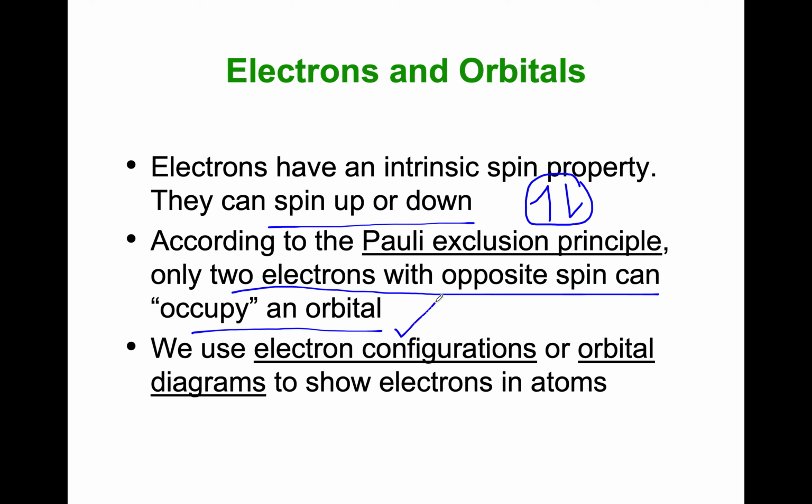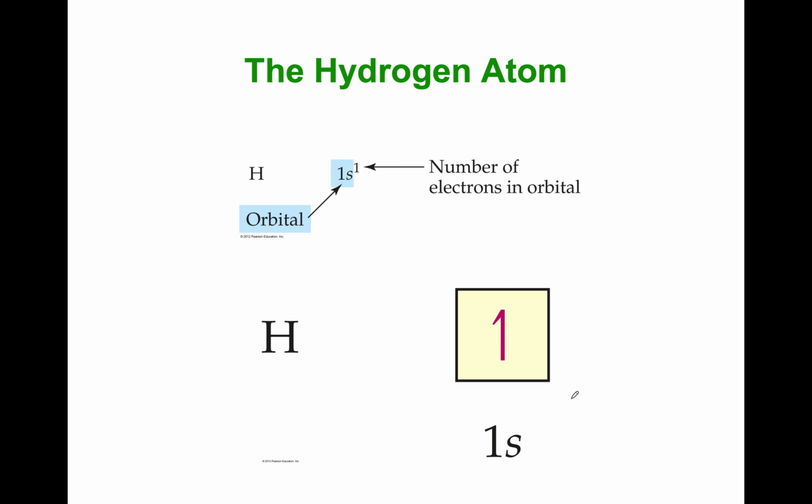So we're going to use electron configuration. It's going to be a very practical skill, and an orbital diagram, and that helps us predict where these electrons are going to be. So let's start with hydrogen. Simplest, maybe you've seen this terminology before. This we would say is 1s1, okay?